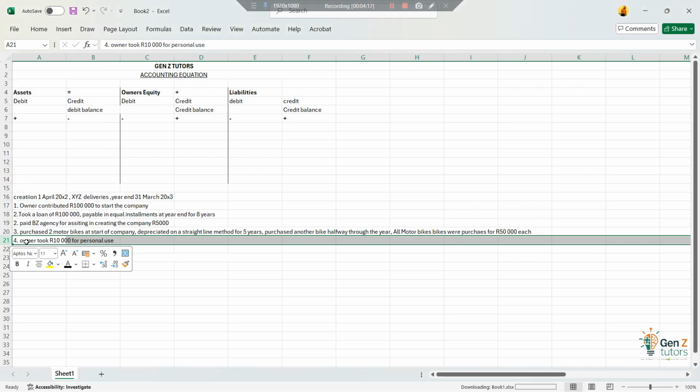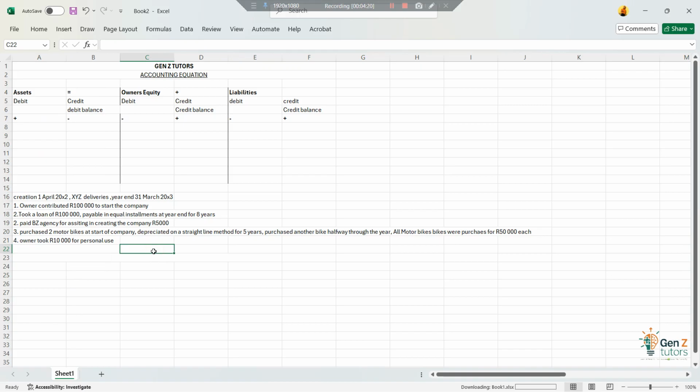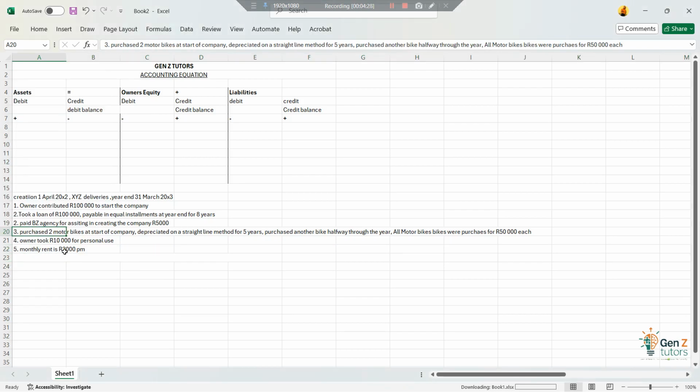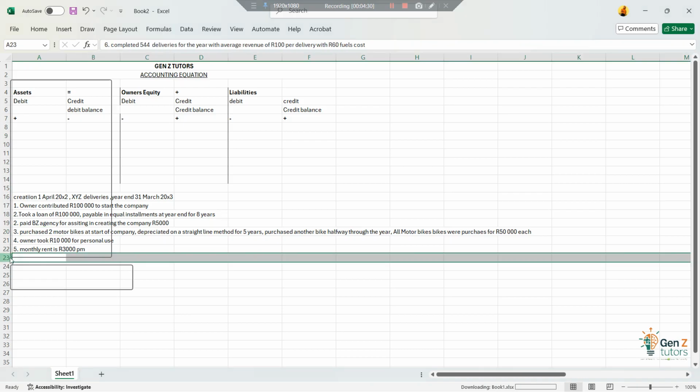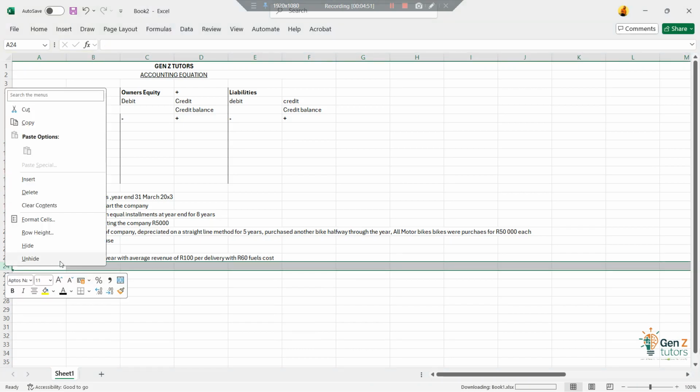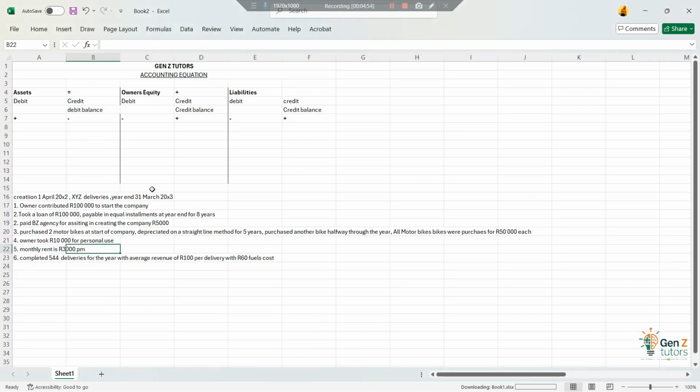Then the owner took 10,000 for personal use, which means we have drawings. Transaction number 5, we have monthly rent of 3,000 per month. And we completed 554 deliveries for the year, with an average revenue of 100 rand per delivery and 60 rand fuel cost. Those are the transactions we have for now. Let's see if there was any other transaction written. I doubt it. Okay, there was no other transaction.